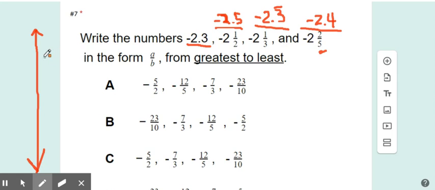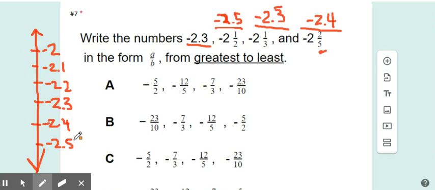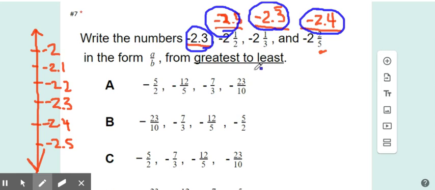All right, so let me say this is negative 2. If I go down by 1/10, that's negative 2.1, negative 2.2, negative 2.3, negative 2.4, and negative 2.5. Okay, and I could keep going if I needed to. Now, out of this list, what is the smallest number in the list? So out of these numbers, negative 2.3, negative 2.5, negative 2.3 repeating, and negative 2.4, what is the smallest one?